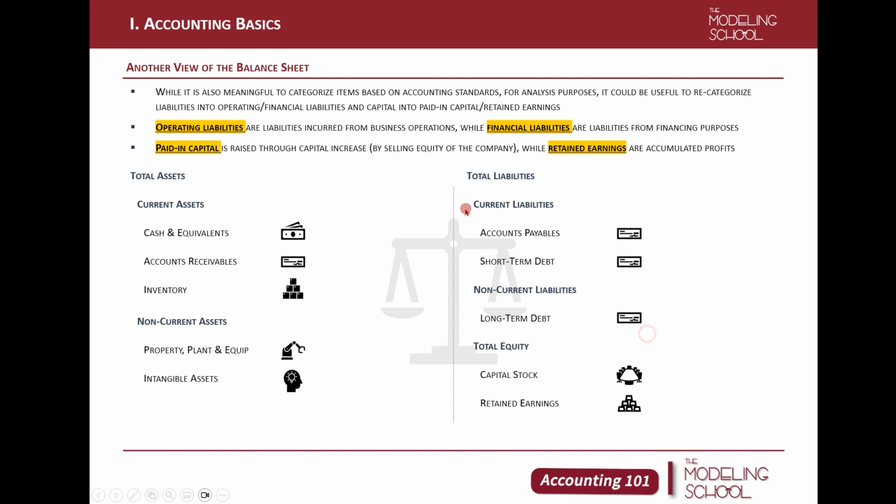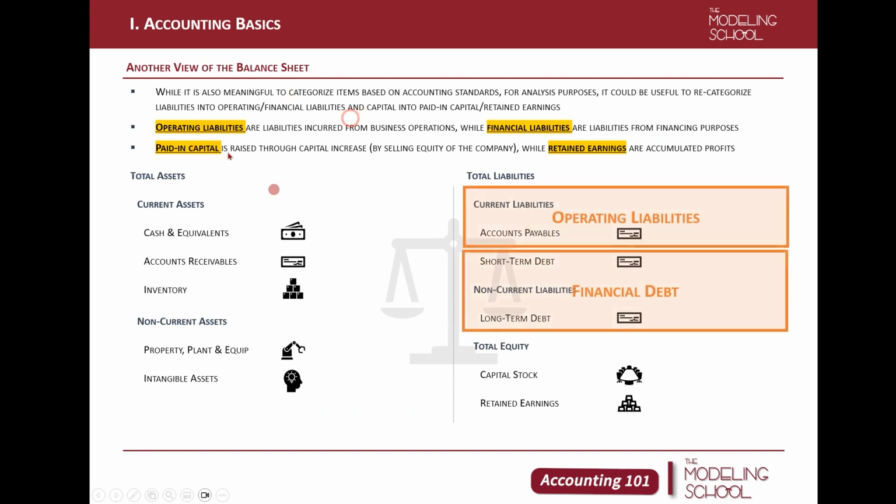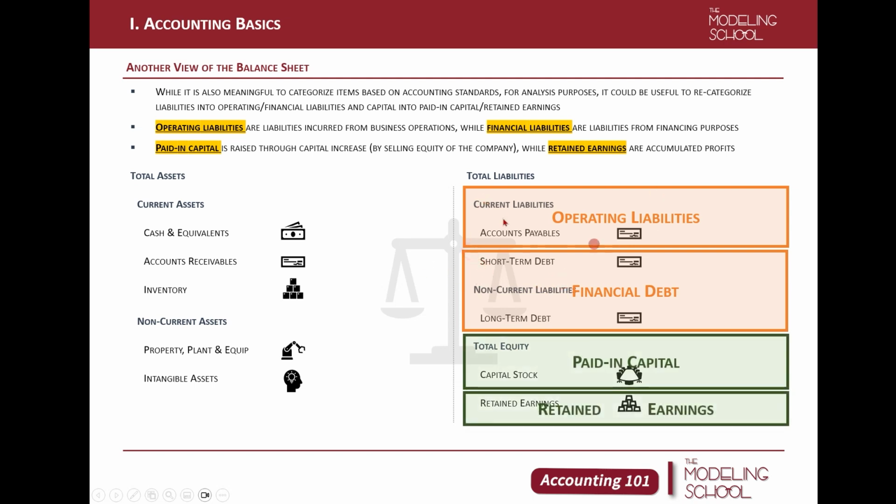Another view of the balance sheet that we can take is, rather than classifying into current liabilities and non-current liabilities, we can classify into operating liabilities, financial debt, paid-in capital, and retained earnings. So these 4 are the 4 ways that a company can fund its business operations.